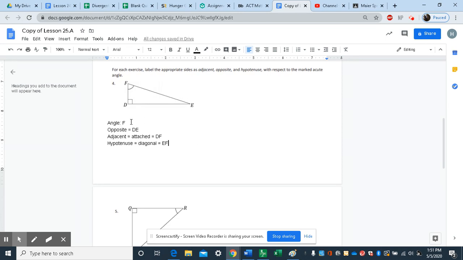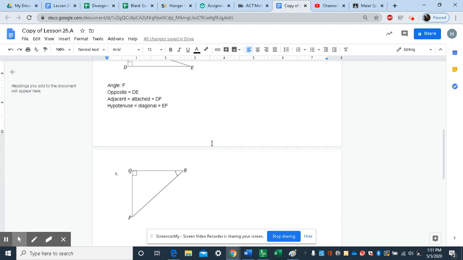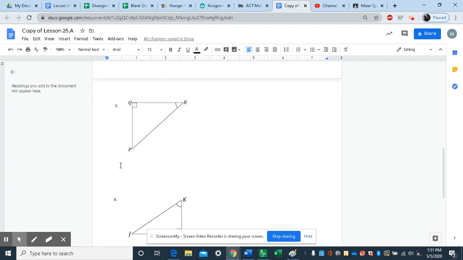So again, first you need to find the angle that you're basing it off of. The opposite is the side that's across from the marked angle. The adjacent is the side that's attached to the acute angle. And the hypotenuse is the diagonal of the triangle. Okay, so now we're just going to do more examples.